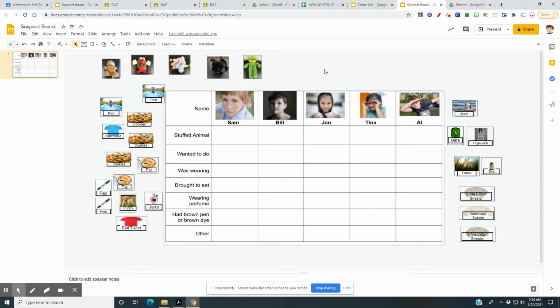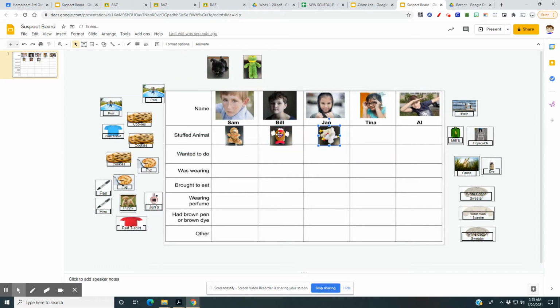Sam has Mr. Bear. So here's where you're going to go ahead and click Mr. Bear, and it says stuffed animal. You put it under Sam. Bill has Mr. Potato Head. Jan has a chicken. Tina has a dog. And Elle has the frog.